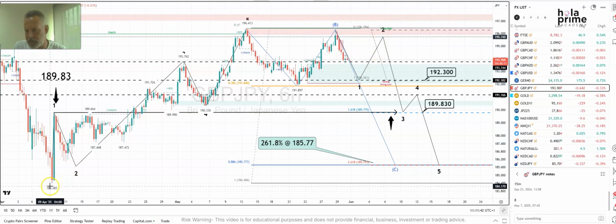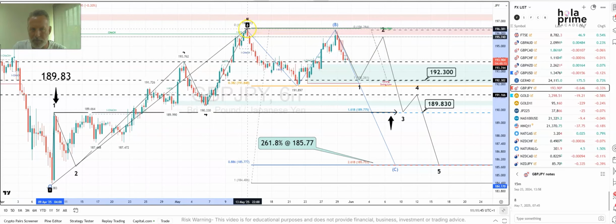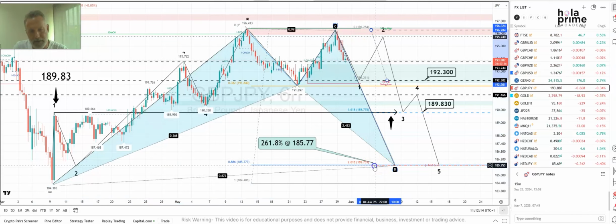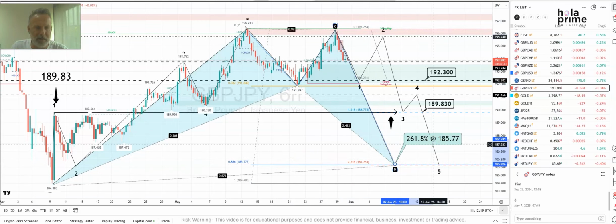So cipher pattern analysis, again, just as an extra overlay, this is X to A, this is A to B, this is B to C, and this is C to D. One thing I should also mention is that most textbook traders, when they look at cipher pattern analysis, will say you cannot trade a cipher pattern formation until it is complete. So in other words, people that mainly trade cipher patterns will look to buy it close to 185.77.